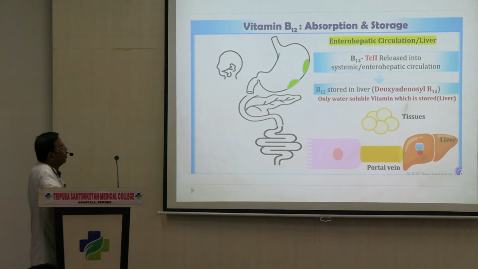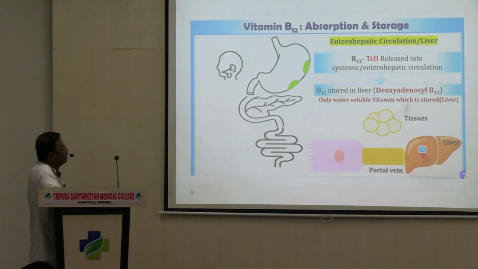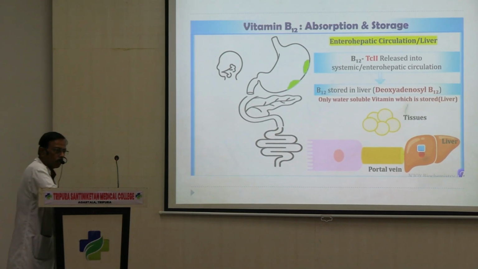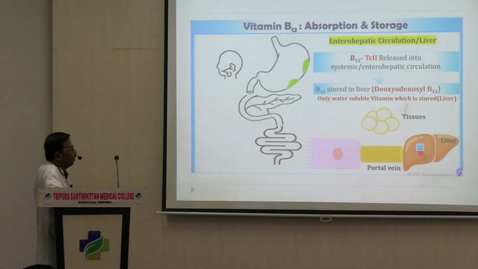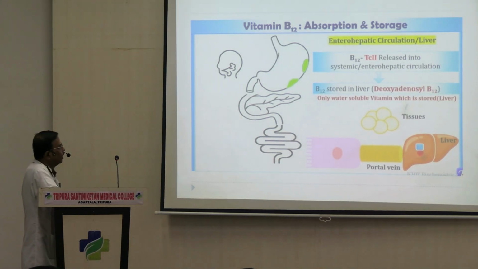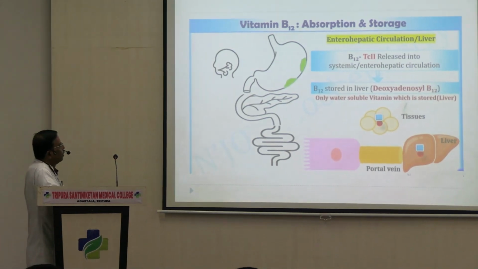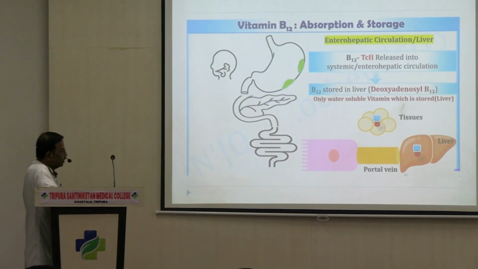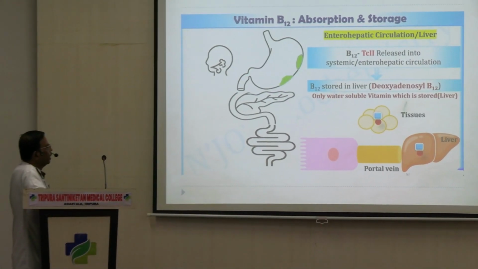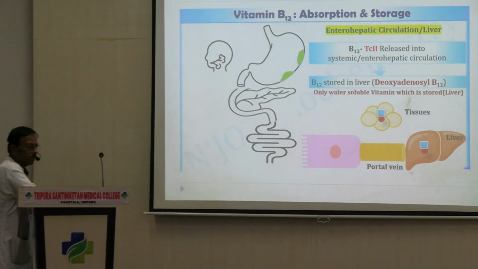In the cell, vitamin B12 is released from transcobalamin 2 and converted into deoxyadenosylcobalamin, and it is stored in the liver. So also in the cell, it is released from the transcobalamin and used when necessary in the cell.